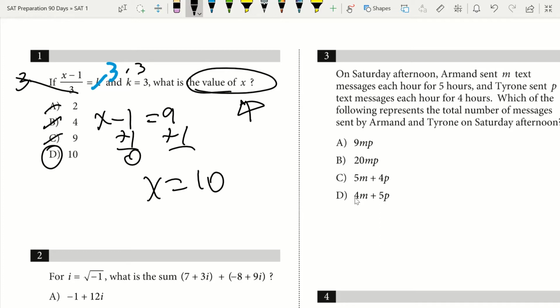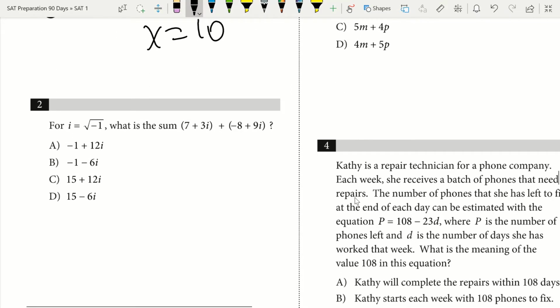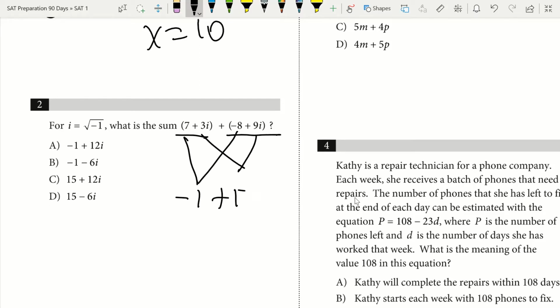All right, question 2. I'm going to scroll down. We've got for i equals the square root of negative 1, what's the sum of 7 plus 3i plus negative 8 plus 9i? Okay, I'm going to take my 7. 7 minus 8 gives me negative 1. 3i plus 9i is going to give me plus 12i. So negative 1 plus 12i, see that's answer choice A. So 2 answer there is going to be A.